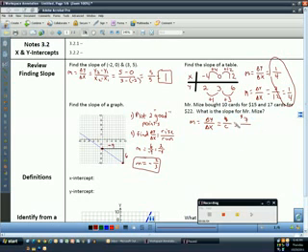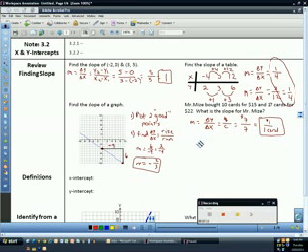$7 difference between 15 and 22. The difference in the cards is 10 to 17, which is 7. Alright, so this is $1 per card after some kind of initial value. Okay. Another way to do this is to create a table.